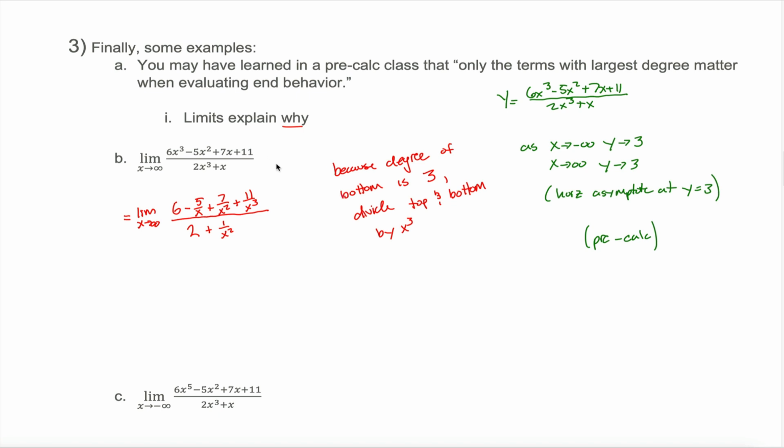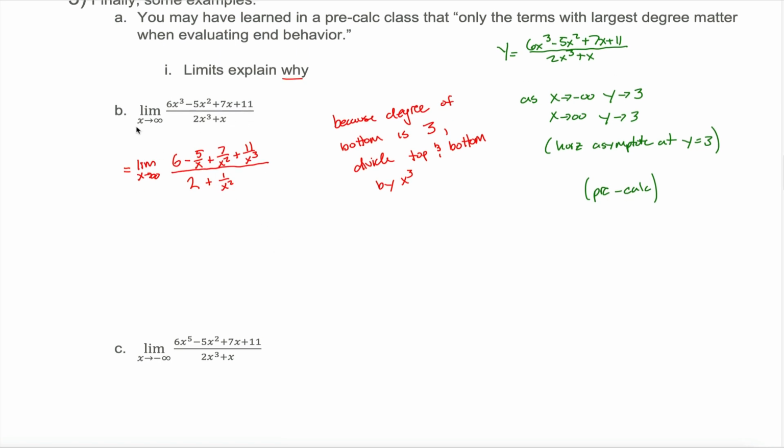Because, informally speaking, I'm doing the same thing to the top and the bottom here, dividing by x cubed, this limit's going to be equal to this limit. But this limit is better in some sense than this limit up here. And the reason why is because my limit laws allow me to take the limit of each of these terms individually. So limit laws is something we talked about several months ago.